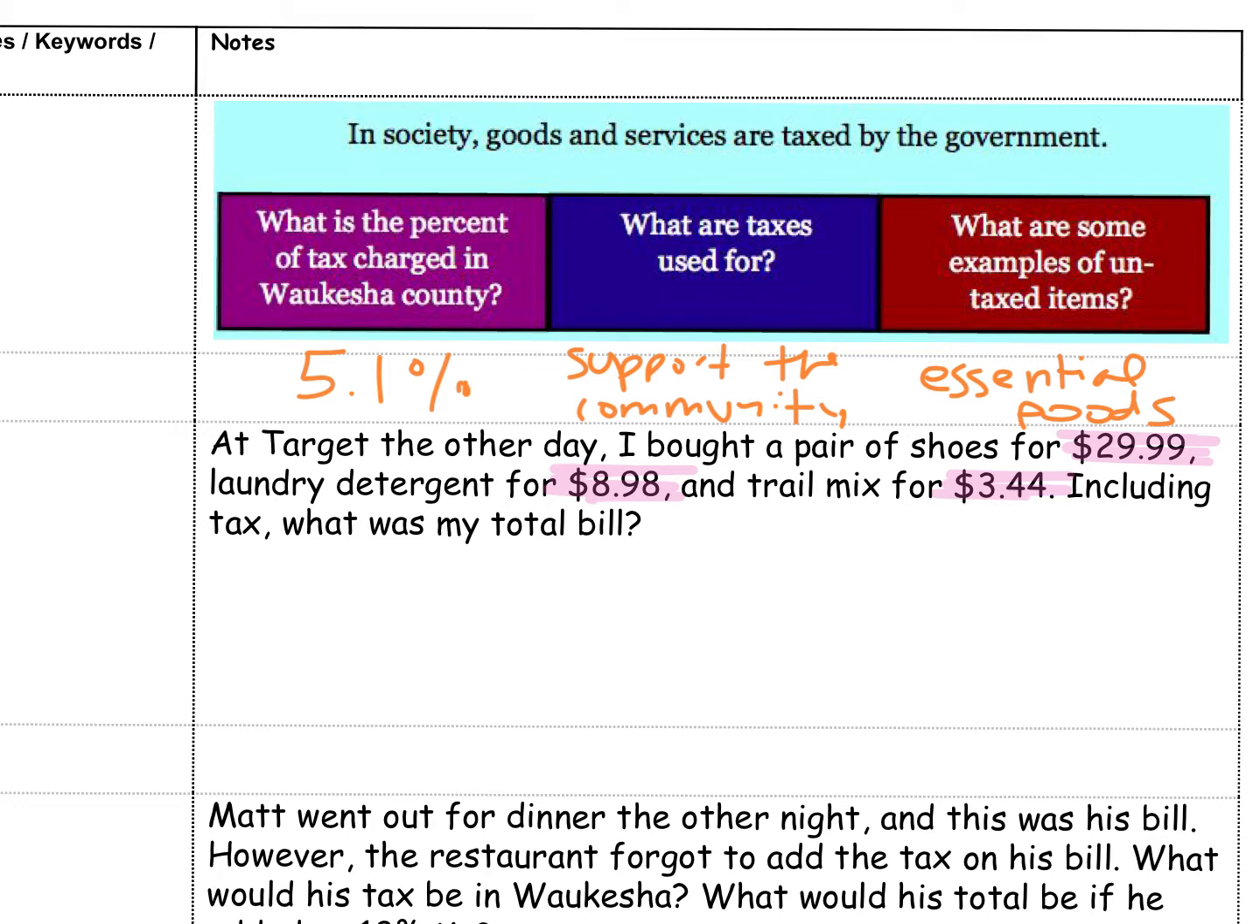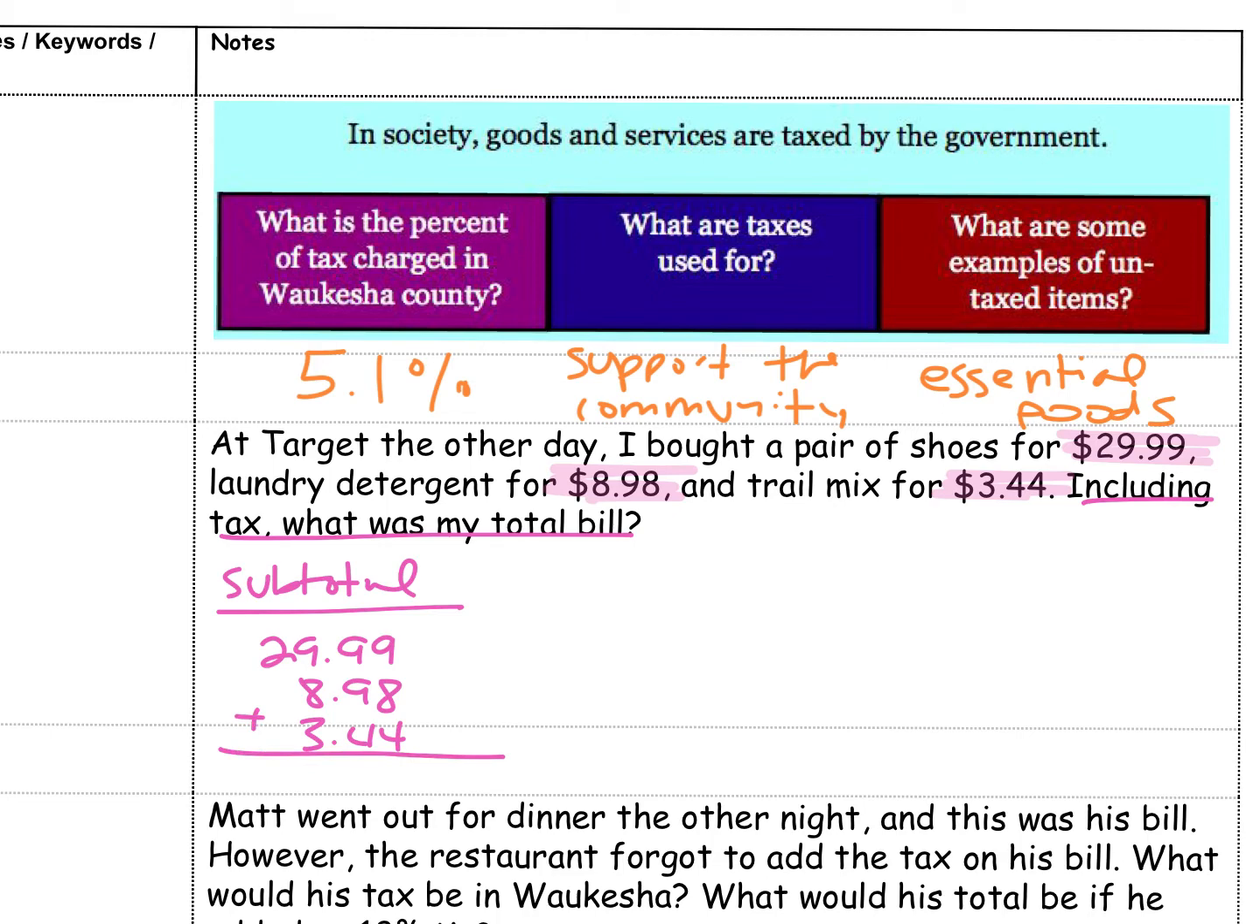What I need to do is figure out, including tax, what was my bill? I shop in Waukesha County because I live in Waukesha County. So the first thing is I need to know what was the subtotal of my bill. To figure out that subtotal, I'm going to add up how much each item cost. So I have $29.99, $8.98, and $3.44. And I need to add all of those together to figure out how much my bill came to.